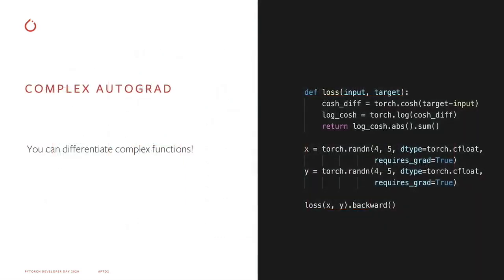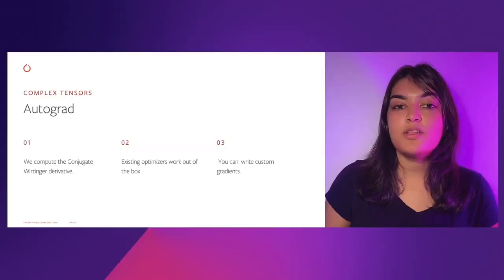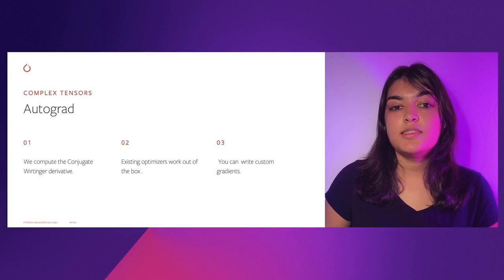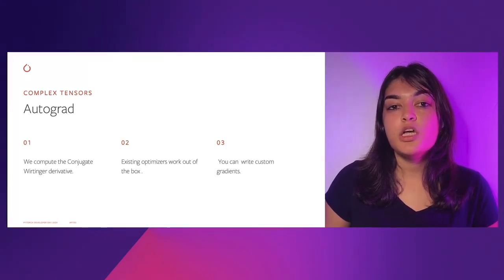And it doesn't stop there. With the latest release, you can also differentiate complex functions. For those of you who are familiar with complex differentiation, we compute the conjugate Wirtinger derivatives. For those of you who are not, but just want to be able to use optimizers with complex parameters, we got you covered. With our gradient convention, the existing optimizers work out of the box with the common case of optimizing a real-valued objective. And in case you're just curious to write custom gradient functions, you can check out our complex autograd documentation on our website.